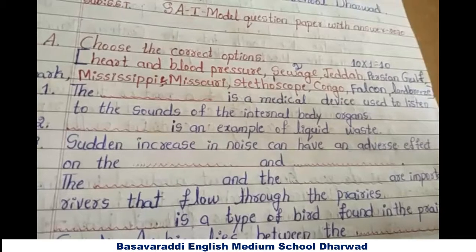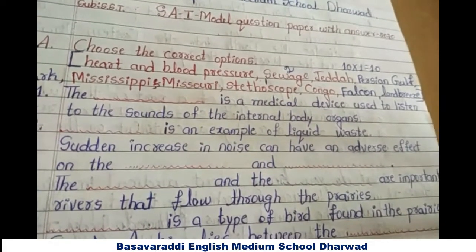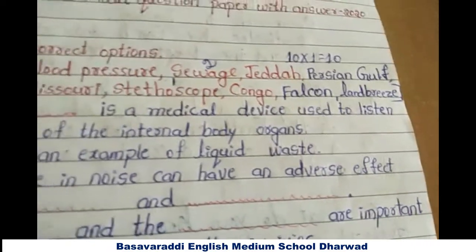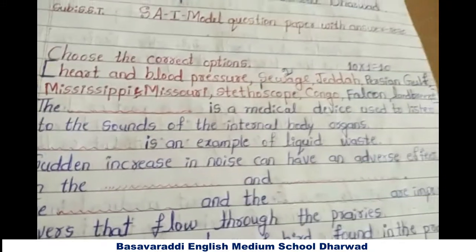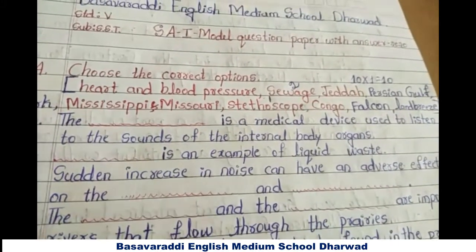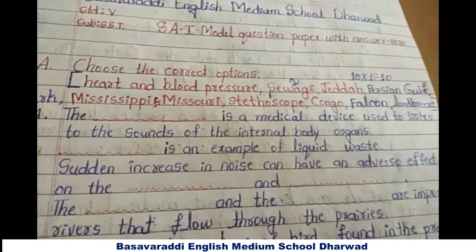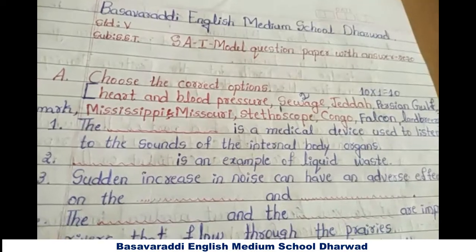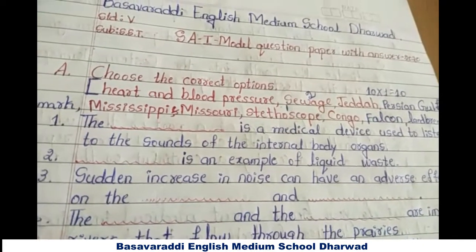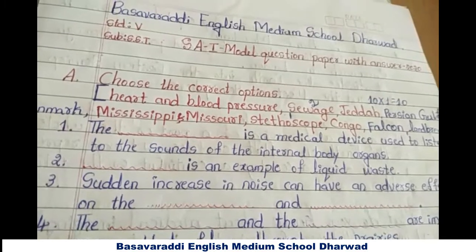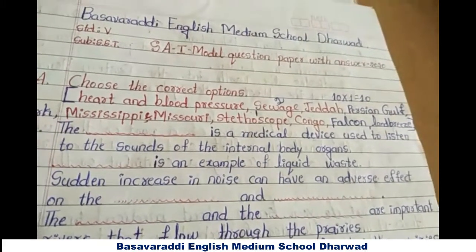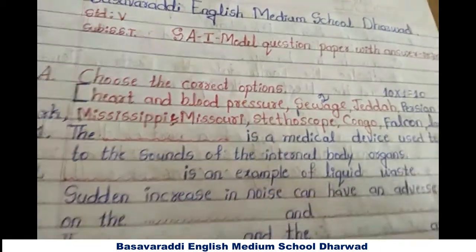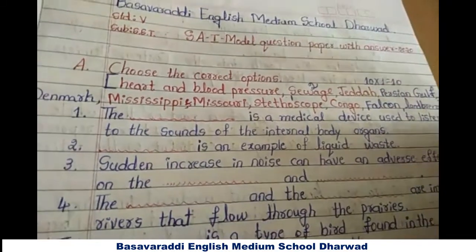Third question, sudden increase in noise can have an adverse effect on the dash and dash. Which is the right option? Heart and blood pressure. Is it, children? If we listen to a sudden loud noise, what will happen? That will affect the heart and blood pressure.